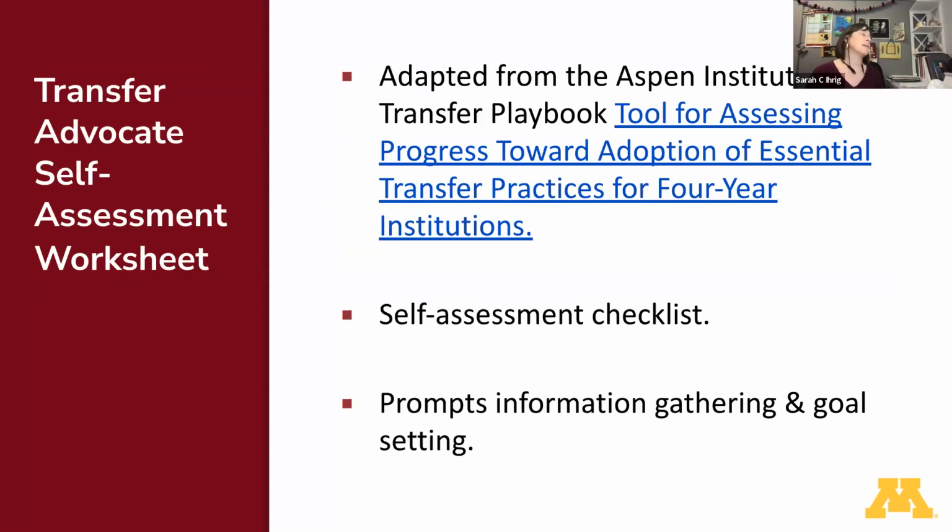And then the training, the assessment worksheet that I have folks do, I want to be very clear and give a lot of credit to the Aspen Institute Transfer Playbook. They have a really great tool for assessing progress toward adoption of essential transfer practices for four-year institutions. It's a mouthful. They have one for two-year schools on that website as well. But it's a really long, thorough assessment for institutions to do, to really look at their best practices and look at where they're at in serving transfer students. So I adopted that, made it much shorter. It's part self-assessment checklist, and then also prompts them to do some information gathering and goal setting.